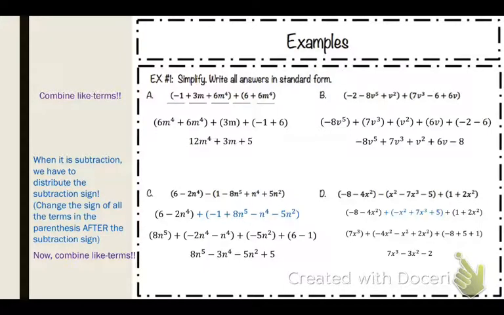We end up with 7x cubed. And then if we look at this middle parenthesis, we have -4x squared minus x squared, which becomes -5x squared, plus 2x squared is -3x squared. Then the last one, -8 plus 5 is -3, plus 1 is -2. And we're done. That's our final answer.